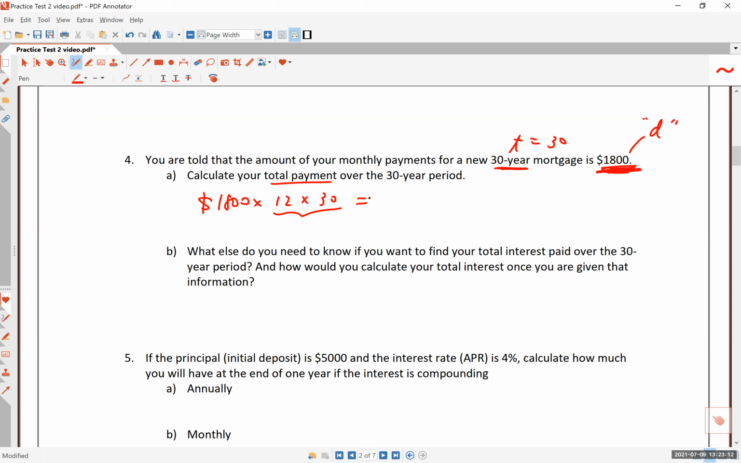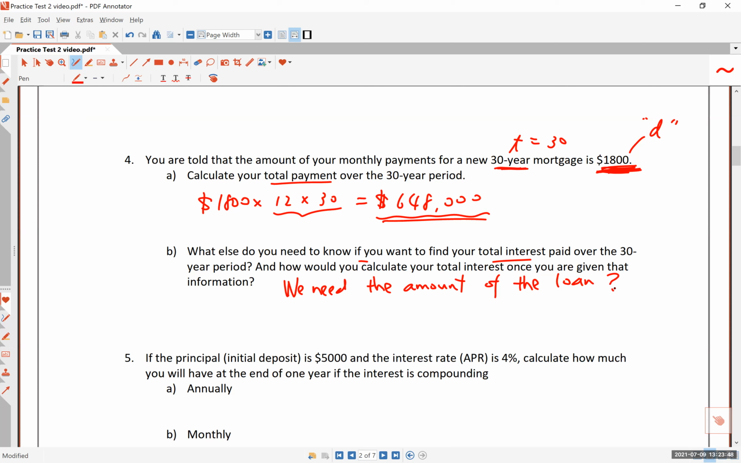That's how you buy your house on a 30-year mortgage. That's going to be a relatively cheap amount. Anyway, if you multiply these numbers out, you get $648,000. That is your total payment. Now, what else do you need to know if you want to find the total interest paid over the 30-year term? Well, this is your total payment. What we need is the amount borrowed, the amount of the loan. How much was this mortgage for at the beginning?